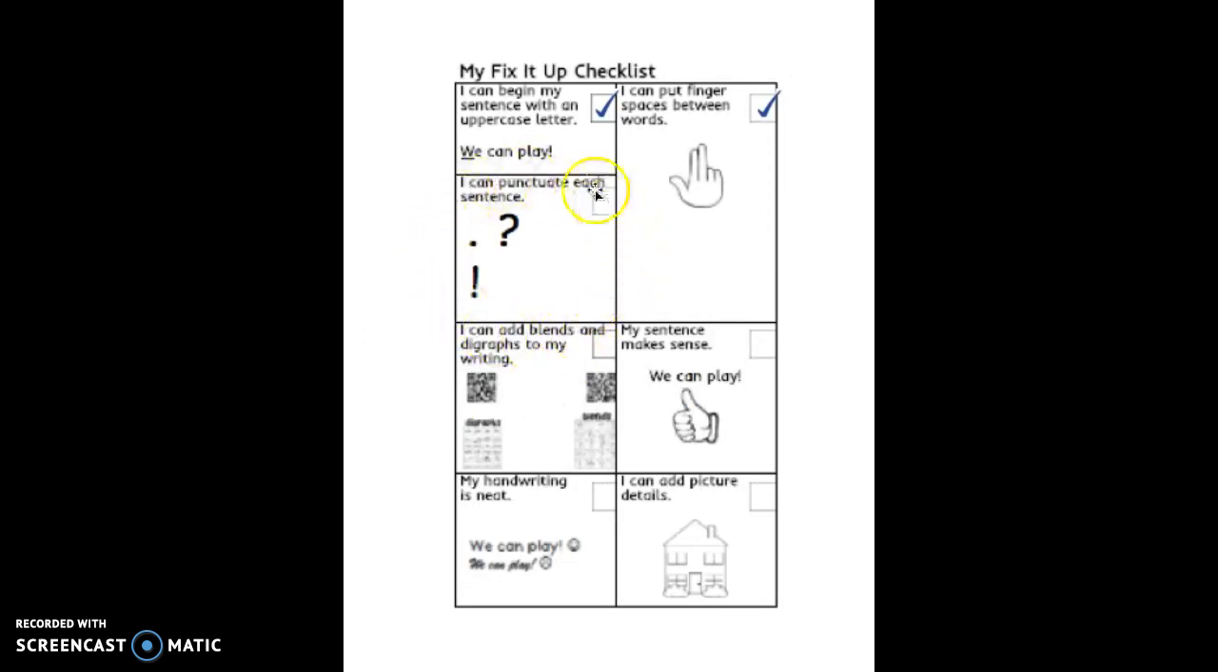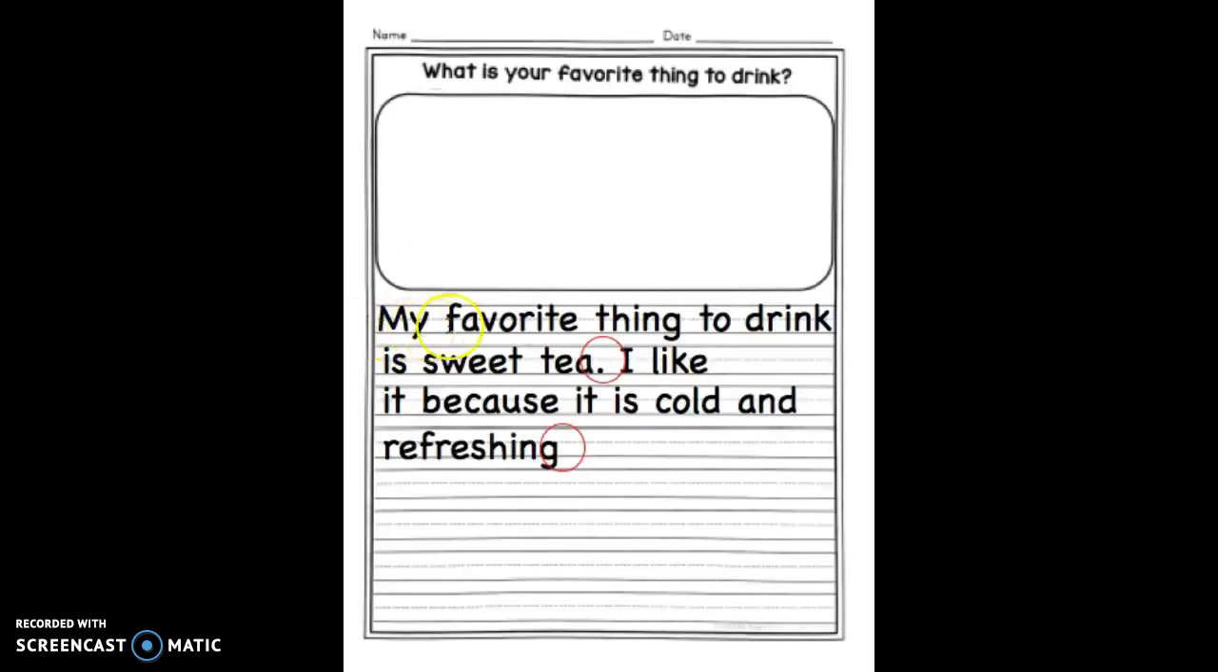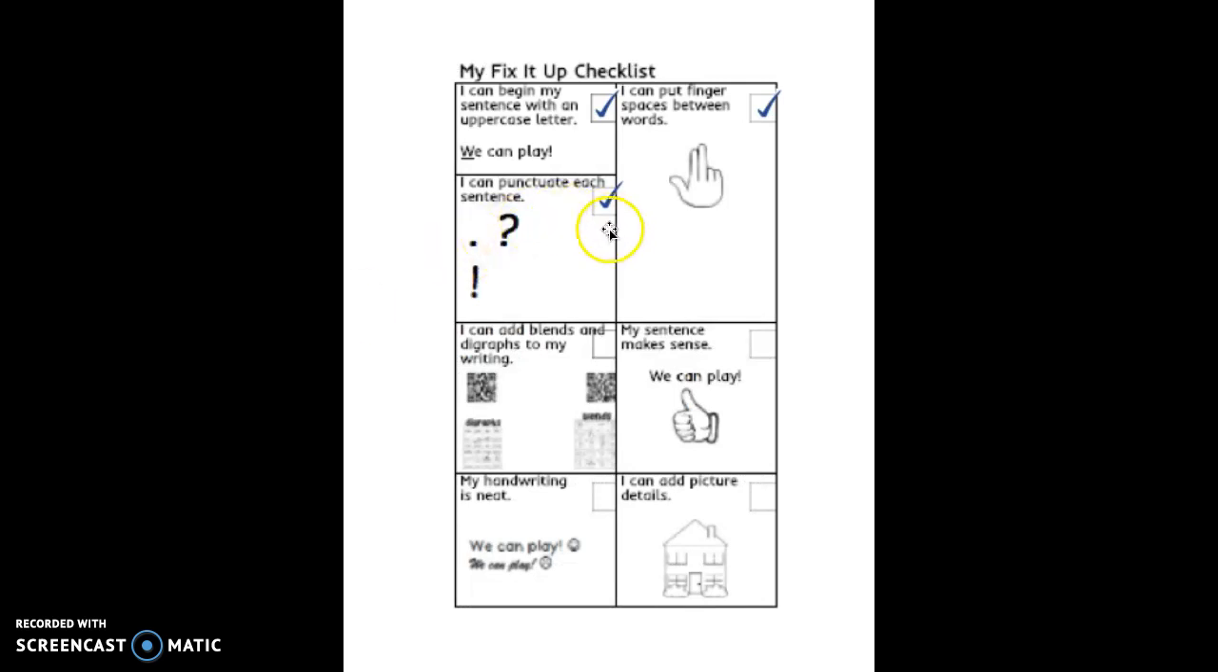Now we need to make sure that we punctuate. I can punctuate each sentence. So we want to make sure that there's punctuation at the end of both of our sentences. See, my favorite thing to drink is sweet tea. I have my period there. I like it because it is cold and refreshing. Oh no. Let me put that period right there. There we go. I have fixed mine. You pause the video and check to see if you have punctuation at the end of your sentences. Great job. We can check that off.